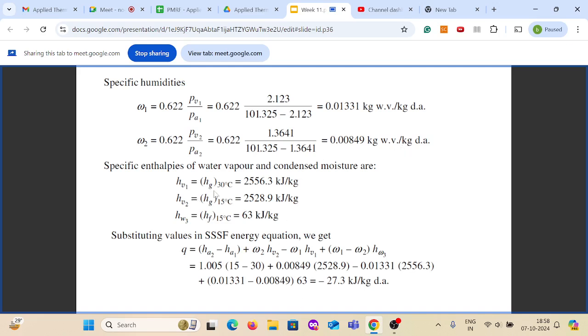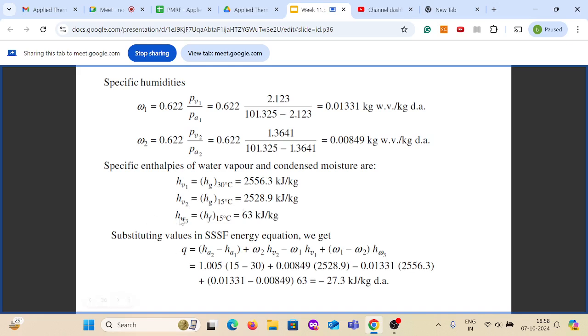So the specific enthalpies of water vapor and condensed moisture are: hv1 is your saturated vapor at 30 degrees Celsius, which is 2556.3 kilojoule per kg, and similarly hv2 is the saturated vapor at 15 degrees Celsius, which is 2528.9 kilojoule per kg, and your water is at saturated liquid temperature, or at 15 degrees Celsius, which is 63 kilojoule per kg.